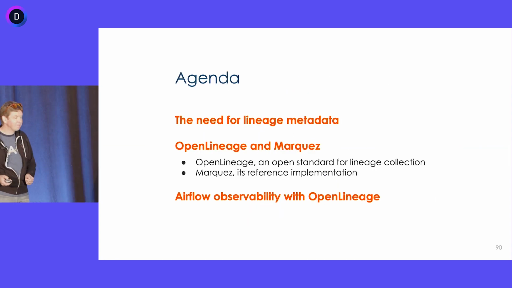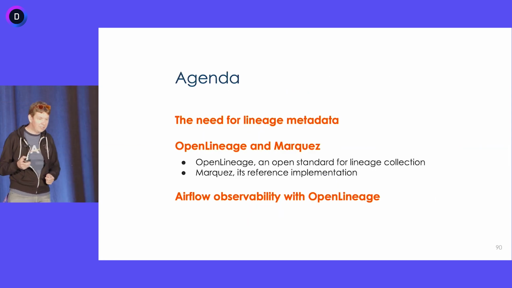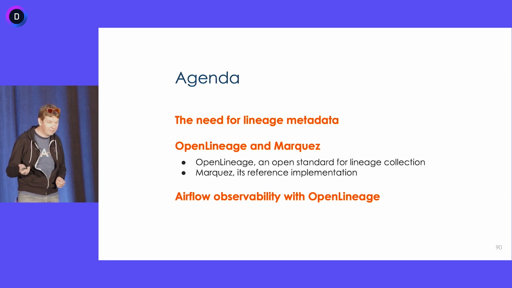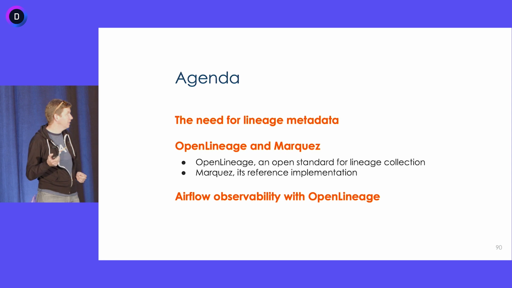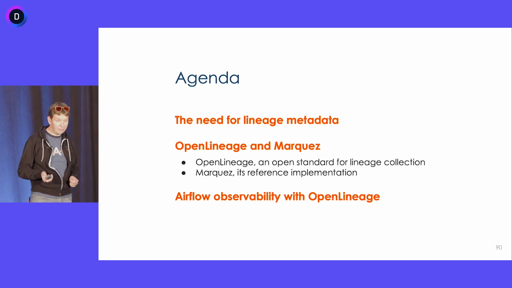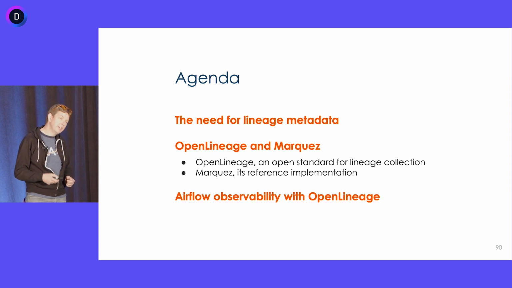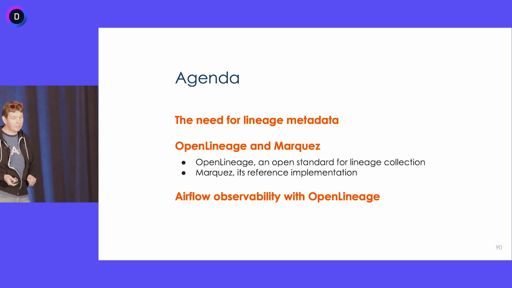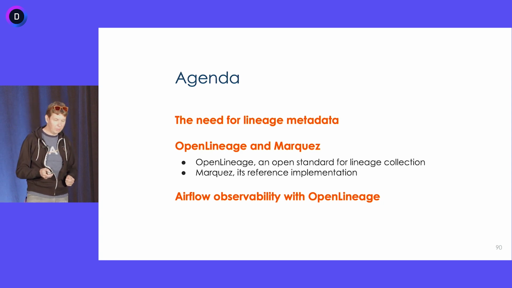So today, we'll talk about the need for lineage metadata and OpenLineage and Marquez, which is an open standard for lineage collection. Marquez is the reference implementation. And then we'll go into the more practical part of the presentation, talking about the actual observability in Airflow.